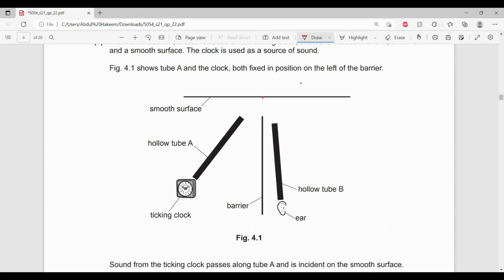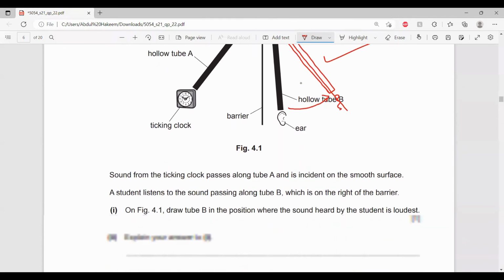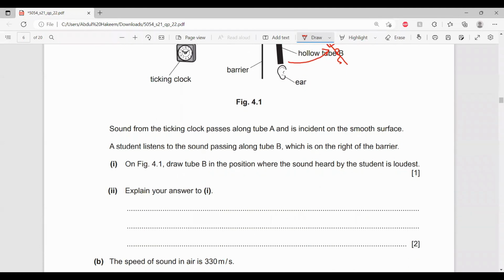So we will draw this. This is the sound emerging from tube A, this is the angle of incidence. So the same angle of reflection. So this is the angle of reflection, both angles are equal. So tube B must be placed along this line to hear the clear sound. So this is the position, because the angle of incidence and the angle of reflection both must be equal. Next, explain your answer.